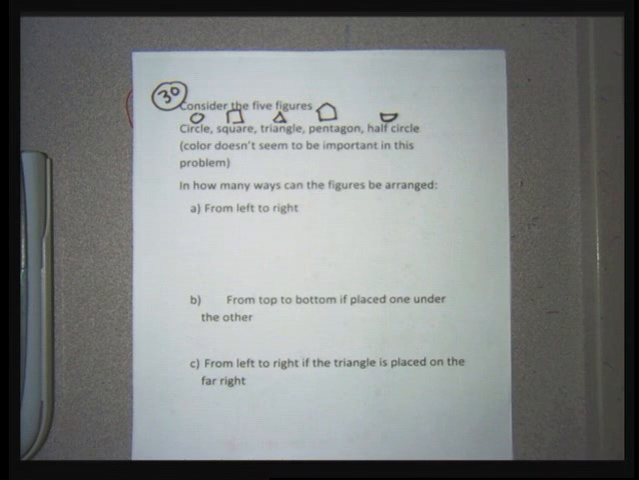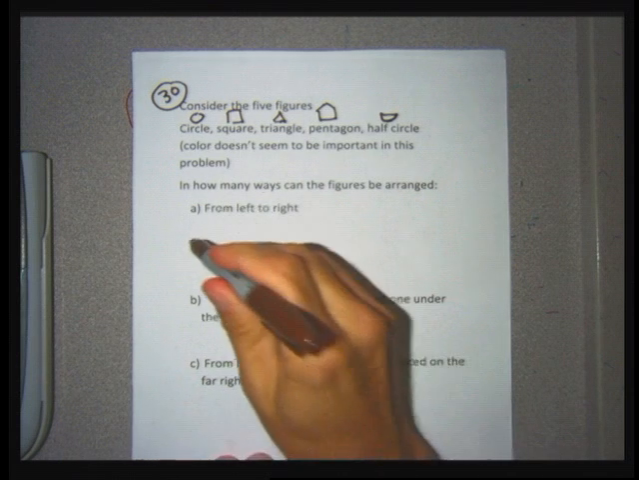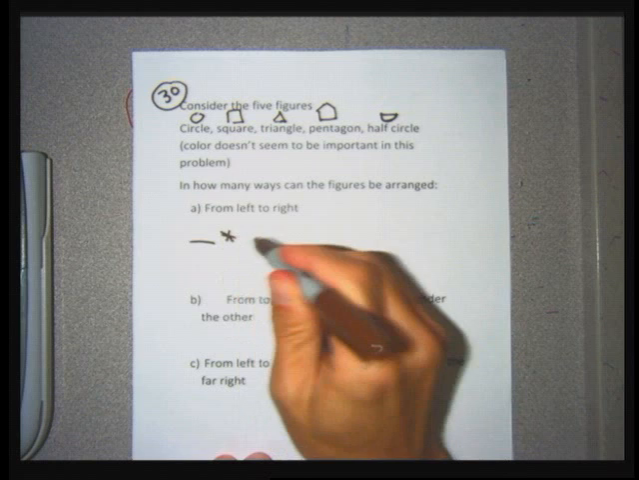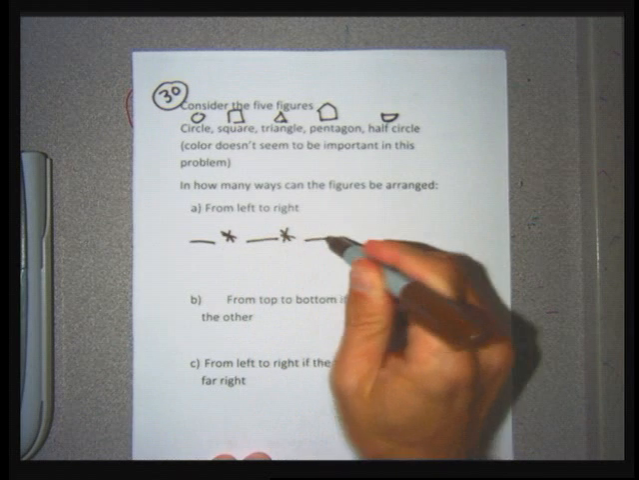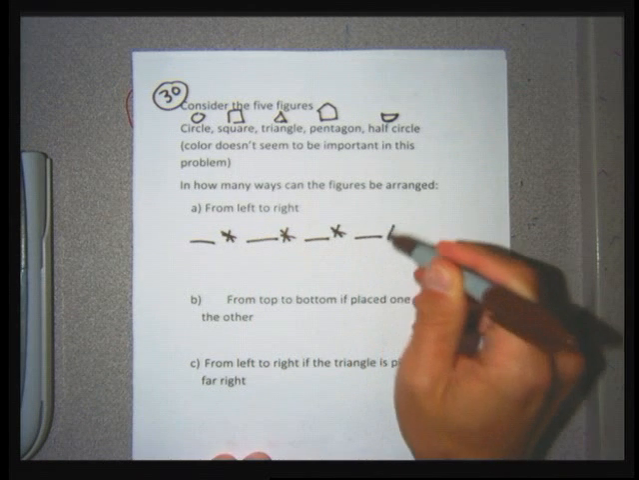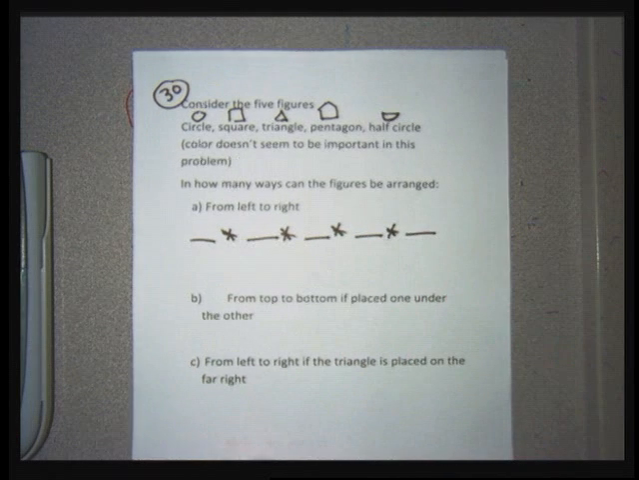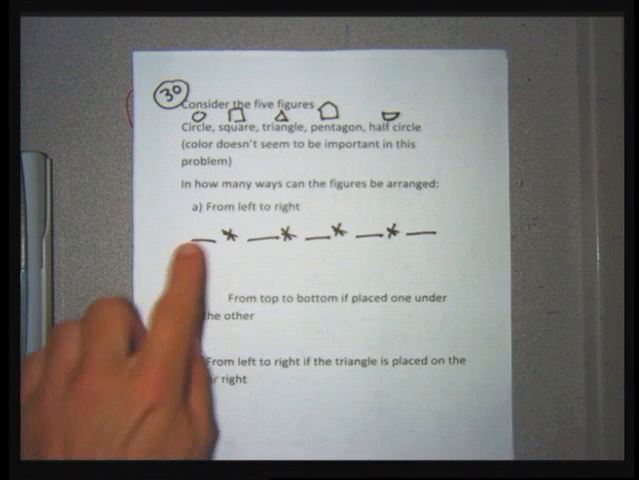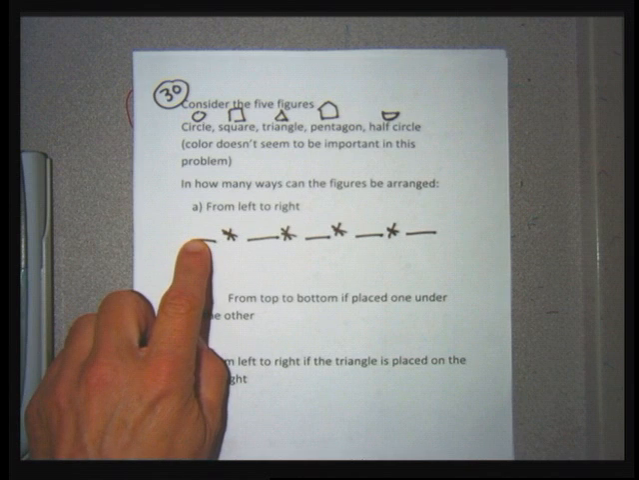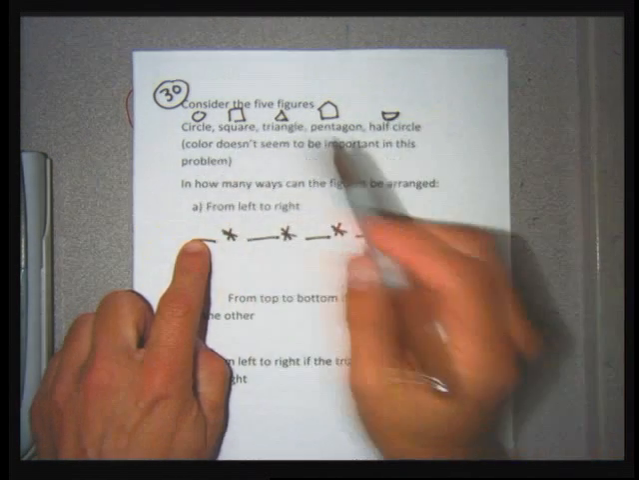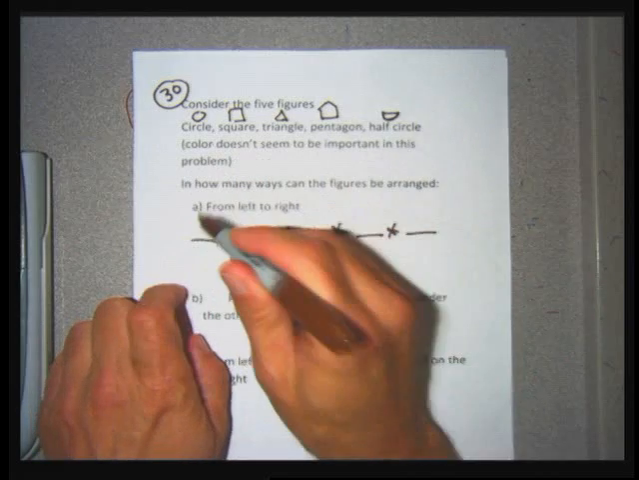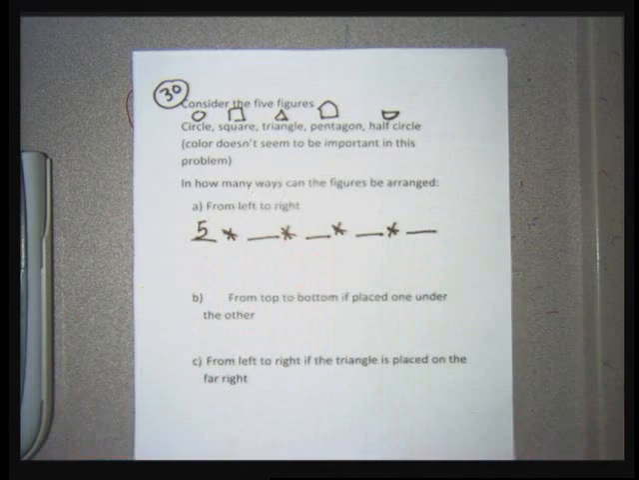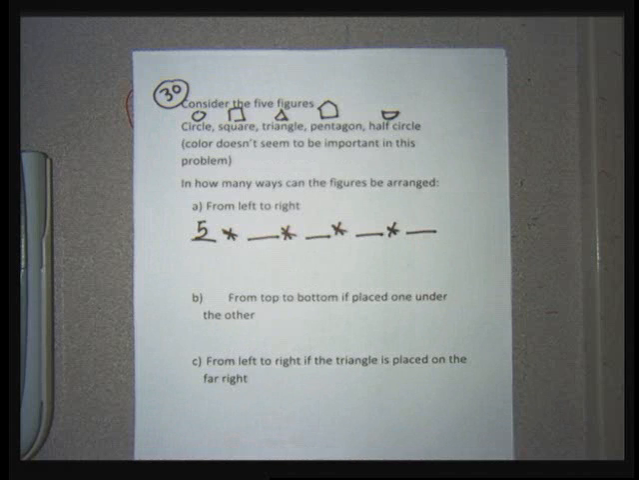So when I read the problem, the author asks me, how many ways can the 5 figures be arranged from left to right? So I'm going to place these 5 figures down from left to right in some sort of order. And I need to decide what my first figure is going to be. When I go to place my first figure, I can pick any of the circle, square, triangle, pentagon, or half circle. There's 5 choices for my first figure.